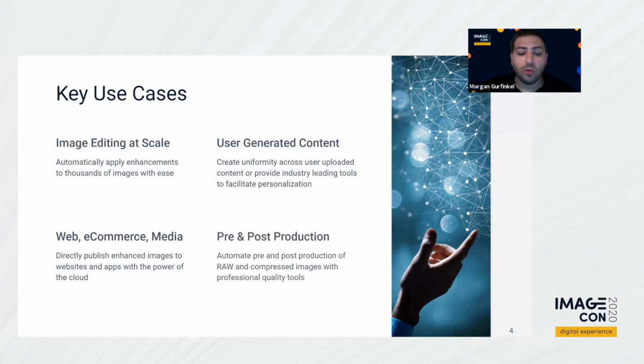And last is pre and post-production. So there are use cases where your professional photo editors are editing raw images and compressed images, and they need these pro-quality tools. This is what they're used to. So you could get things batched up so that it's automated from the start. A photo shoot is done, and then the images are pre-processed and ready to do some serious editing on the desktop, or you could have things completely pushed and done automatically.